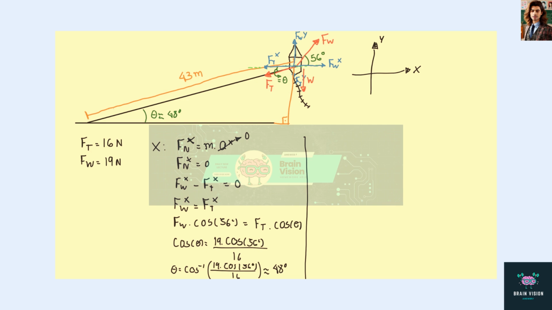Then, using this information, let's call the height h. We have the following. The sine of theta, which is 48 degrees, is equal to h, which is the opposite side, divided by 43 meters. Then the height is equal to 43 times the sine of 48 degrees. This gives a height of approximately 32 meters.